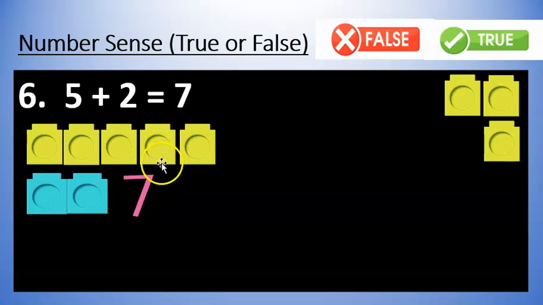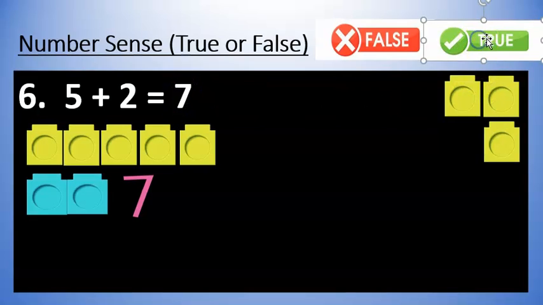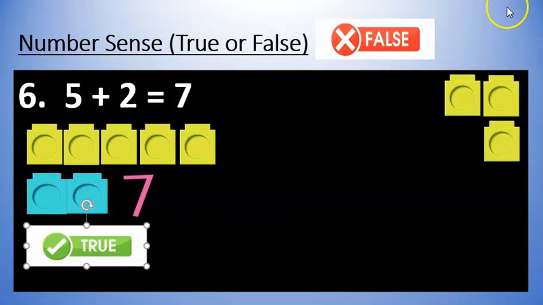Yes, look at that. 7 is here and 7 is here. So which one is it? Is it false or is it true? If they're the same, it is what? The answer is, it is true. Okay? So 5 plus 2 equals 7. That is true because look, when we count up all the cubes, it does give us 7. As long as these two numbers are the same, it always is going to be true, okay?